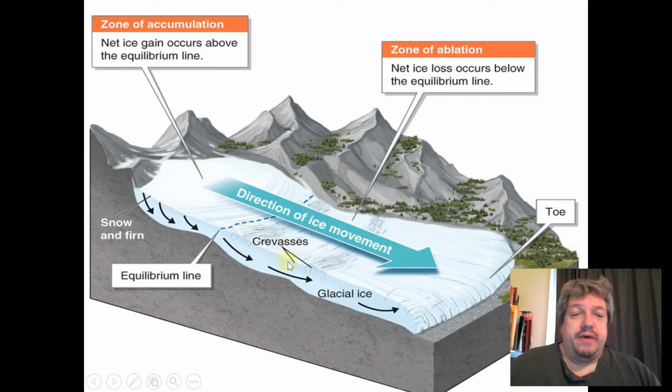As it goes down the mountain, now we get here where it gets warm enough in the summer for the ice to melt. So now the ice is melting a little bit down here. And there is more ice melting than ice coming to replace it. So it eventually ends right here at the toe. So this is the zone of ablation down here. This is the zone of accumulation right here. And this is that transition line between the two, the equilibrium line.